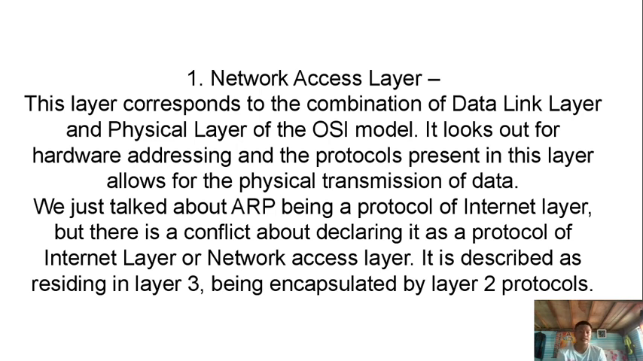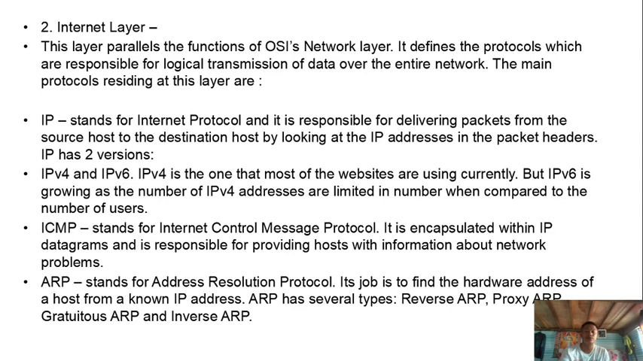So what is that? This layer corresponds to the combination of the data link layer and physical layer of the OSI model. It looks out for the hardware addressing, and the protocols present in this layer allow for the physical transmission of data. We just talked about ARP being a protocol of the internet layer, but there is a conflict about declaring it a protocol of the internet layer or the network access layer. It is described as residing in layer 3 and being encapsulated by the layer 2 protocol.